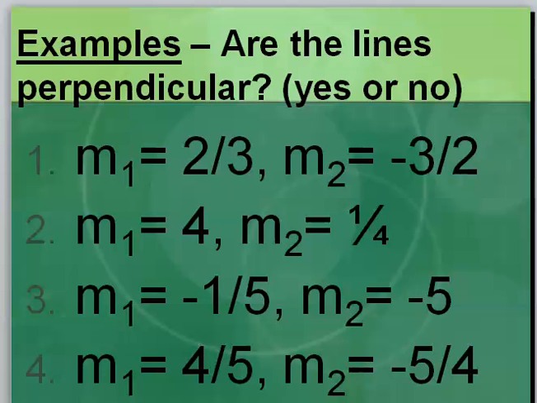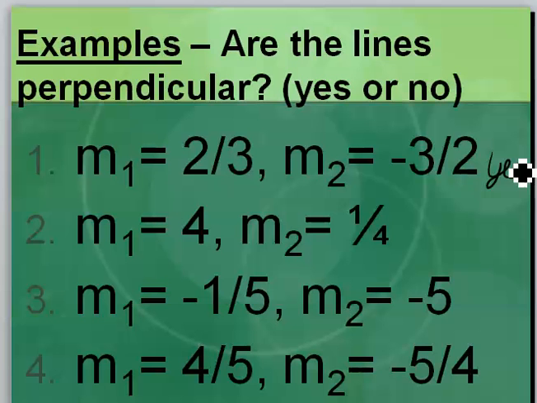These examples say, are the lines perpendicular, yes or no? So for number 1, our slope 1 is 2 over 3. Slope 2 is negative 3/2. So I notice that the first one is positive, the second one's negative. That's the opposite part. The first is 2/3. The reciprocal of that is 3/2. So yes, these are perpendicular. The two slopes are opposite reciprocals.